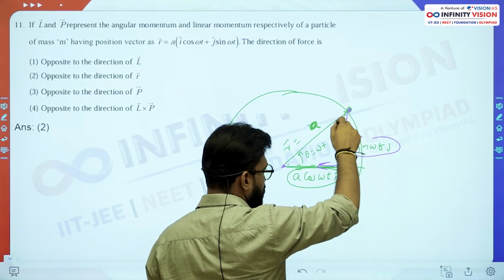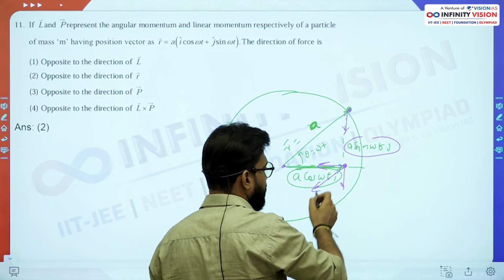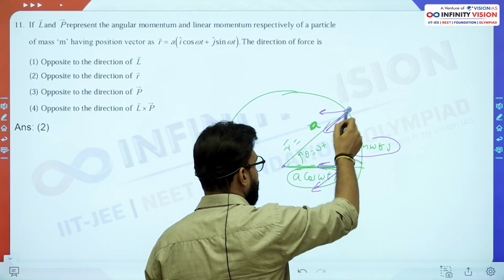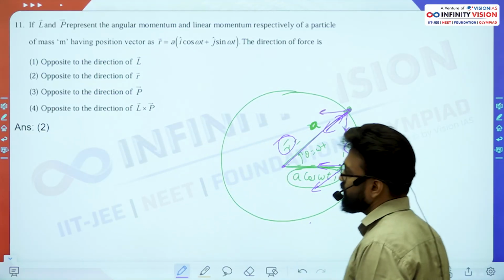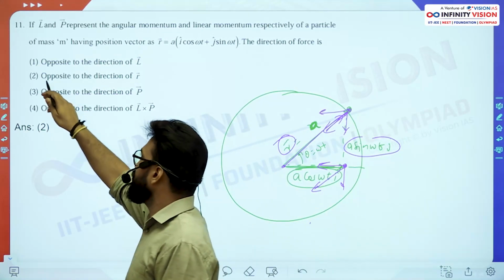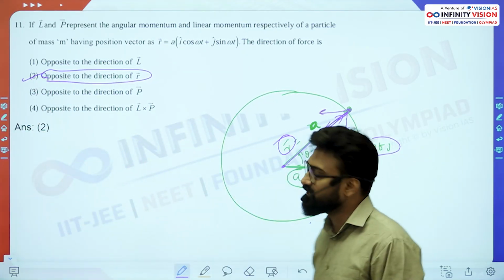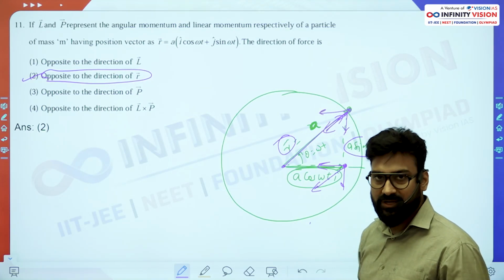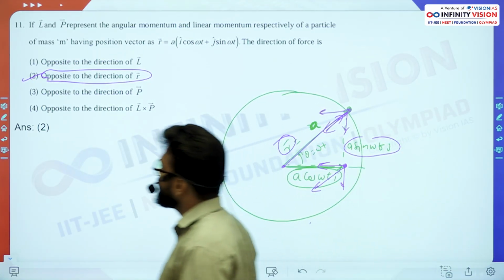So this force would also be along this particular direction. So that means the net force would be in this particular direction, which is opposite to the direction of this position vector R. So the force is opposite to the direction of the position vector. This would be the net force which is acting, and that means the force is always directed towards the center. Okay, I hope this question is clear to you.